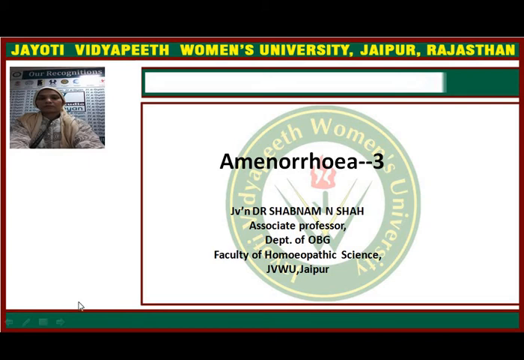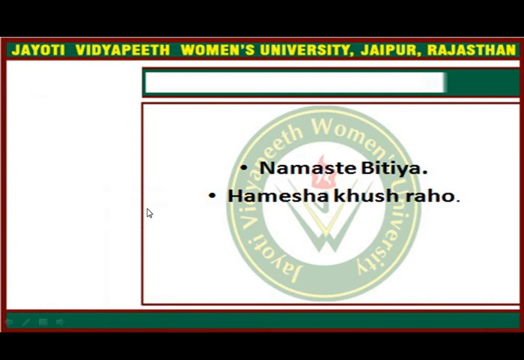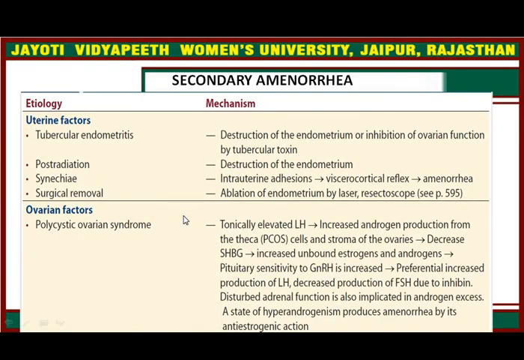Good morning everyone. We will continue our class on amenorrhea. Today we will see secondary amenorrhea. Secondary amenorrhea is absence of menstruation for 6 months or more. So absence of menstruation for 6 months or more in a female who had already menstruated previously is secondary amenorrhea.